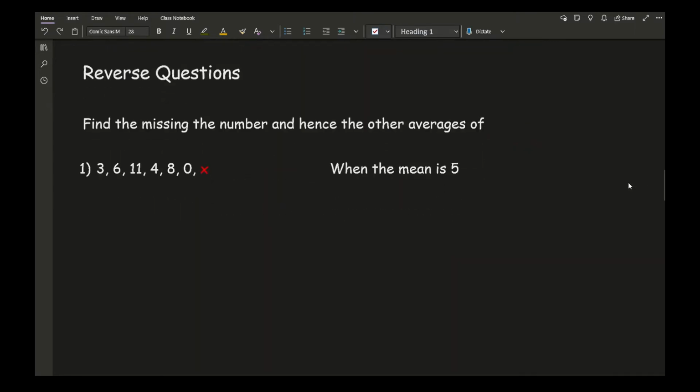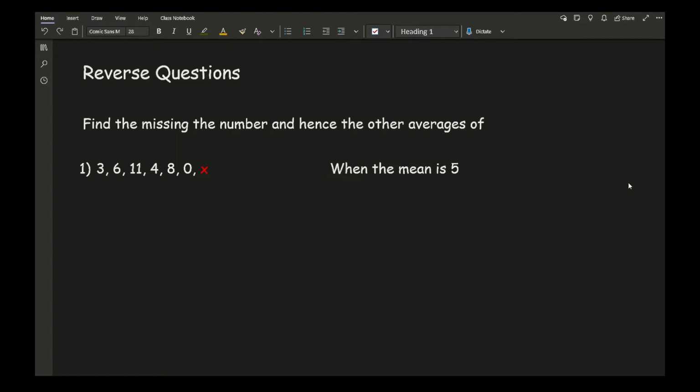So let's have a look at some reverse questions. And again, these are very, very popular. Once you've mastered the art of calculating the three averages, and at a higher level, you might get asked a reverse question. A reverse question is basically where they give you the average and you need to work out what a missing number is going to be. So let's have a look at this first one then.